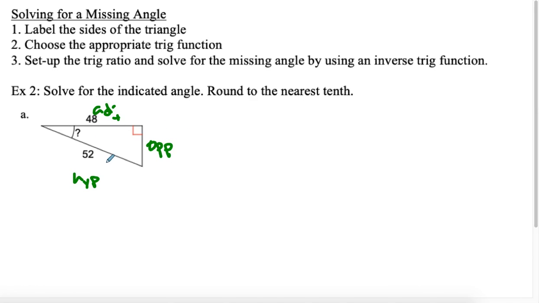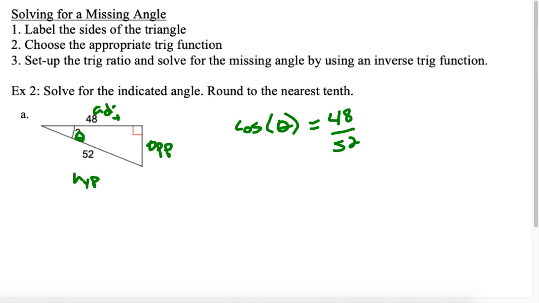So the two sides I'm dealing with are adjacent and hypotenuse. In SOHCAHTOA, that would be CA, so cosine is adjacent over hypotenuse. So I'm going to say cosine of the angle. They just use a question mark here. We talked about normally for an angle we use a Greek letter, so I'm going to go ahead and make that theta. So cosine of theta would equal adjacent over hypotenuse, so equals 48 over 52.